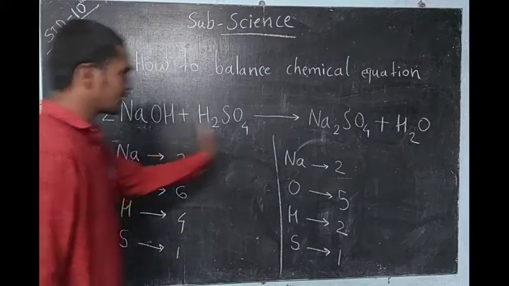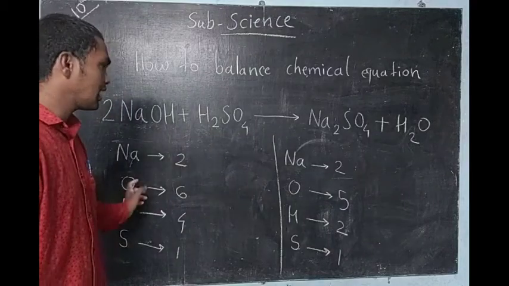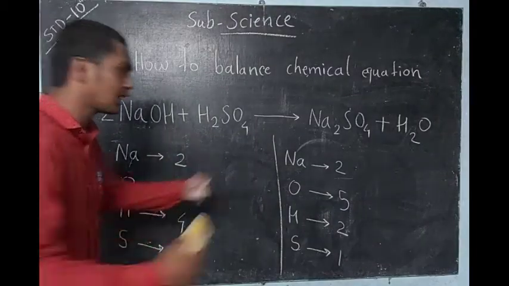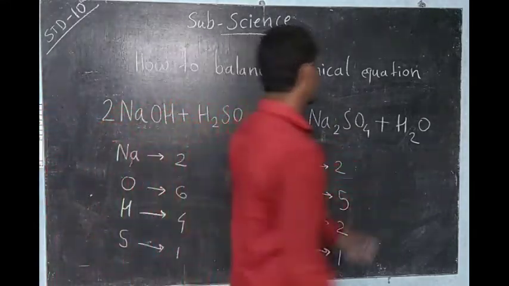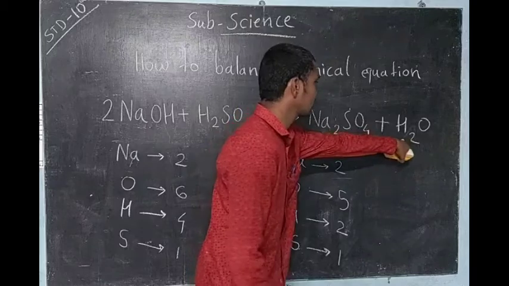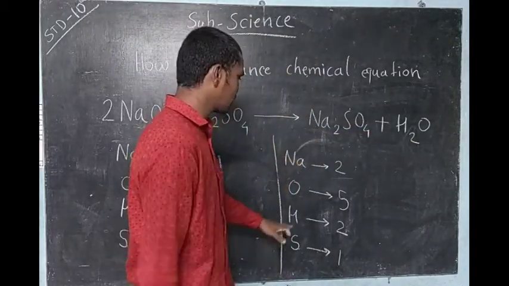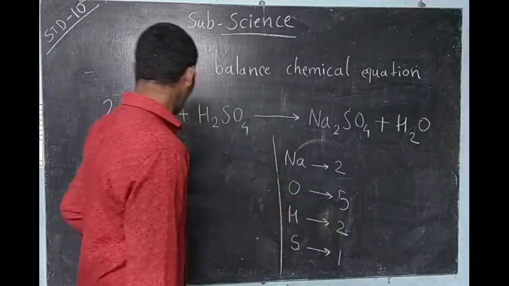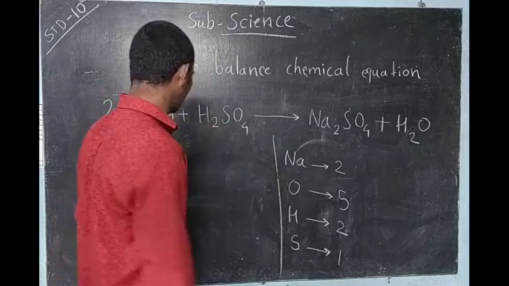Now turn to this side, because here sodium is balanced and oxygen is unbalanced, but there is a smaller number there. Here oxygen 6, here oxygen 5. So come to this side. Either this oxygen or this oxygen you can balance. What is the number of oxygen here? 5 is given. And how much do we want to write? It should become 6 here.